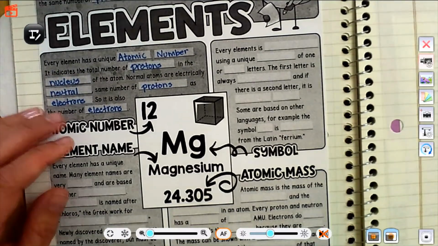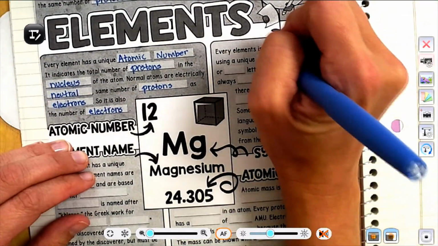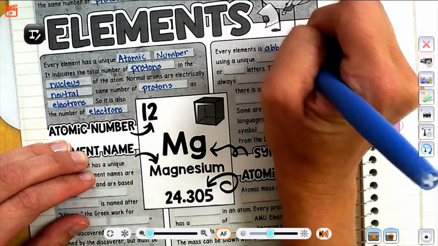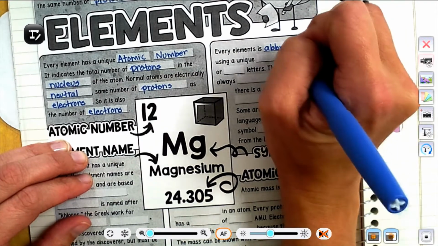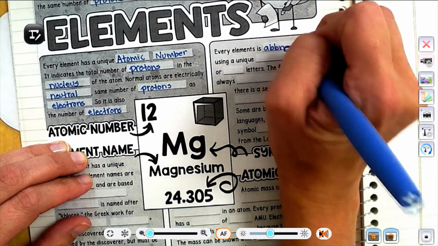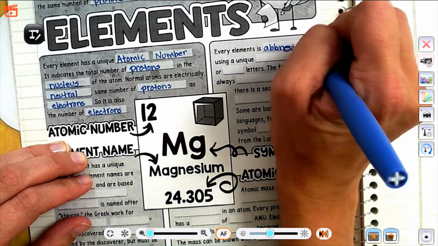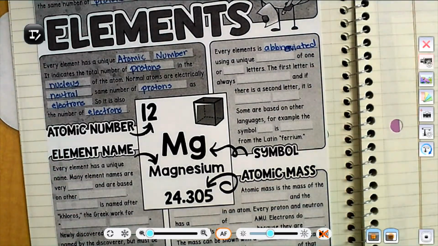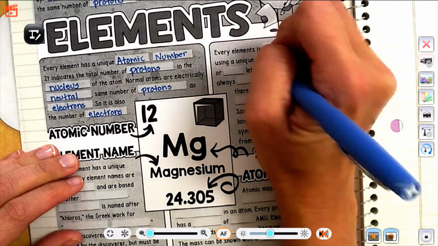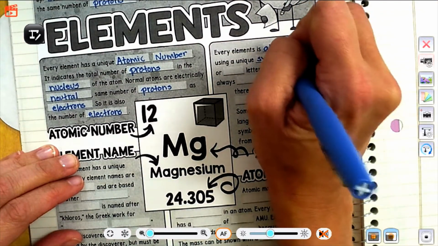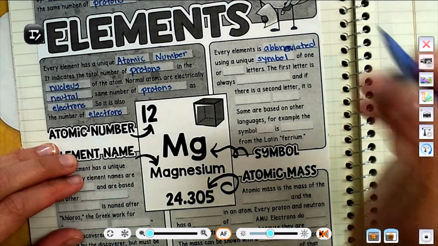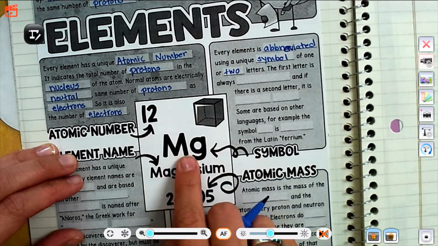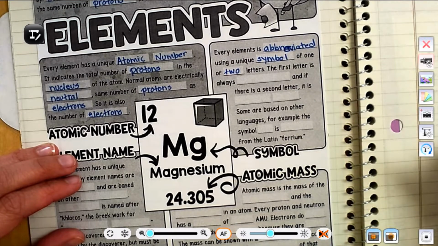So every element is abbreviated. If you forgot what abbreviated means, that just means shortened, given a nickname. Abbreviated. Oh, that was some bad writing. That's an E there. Using a unique symbol. So symbol is just something that we use to stand for something, of 1 or 2 letters. So you see Mg, magnesium, is 2 letters. Remember, H, hydrogen, is only 1 letter.